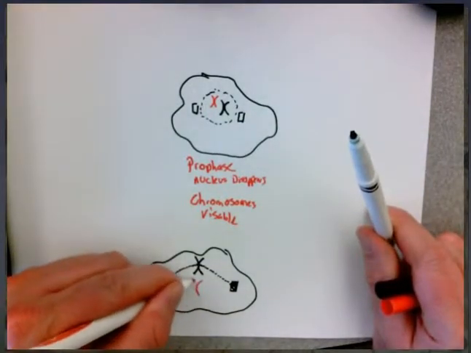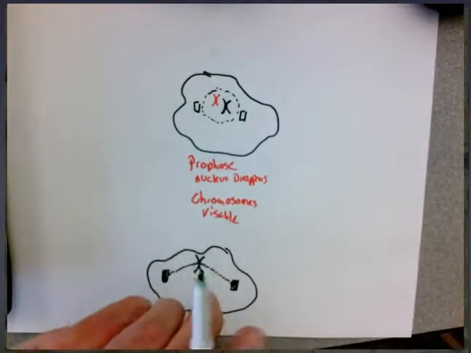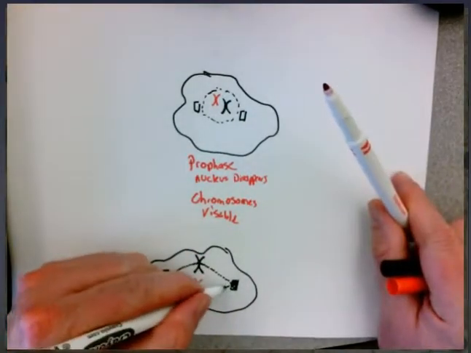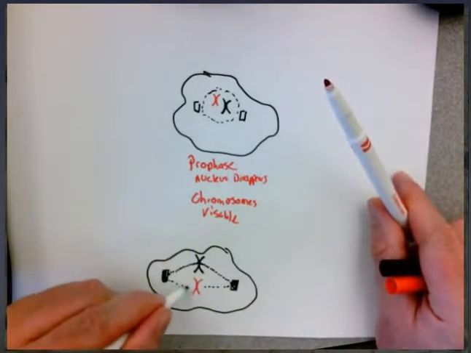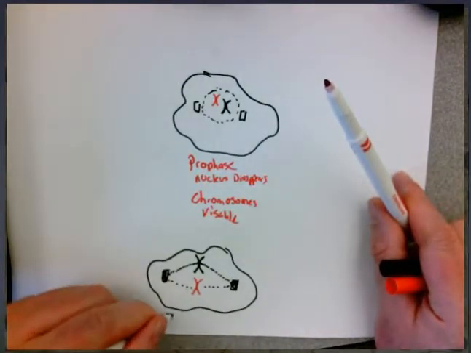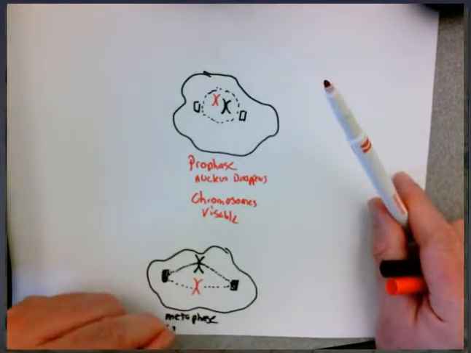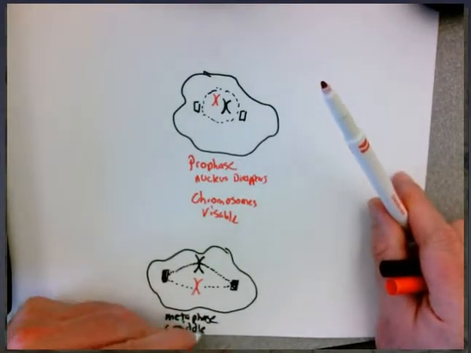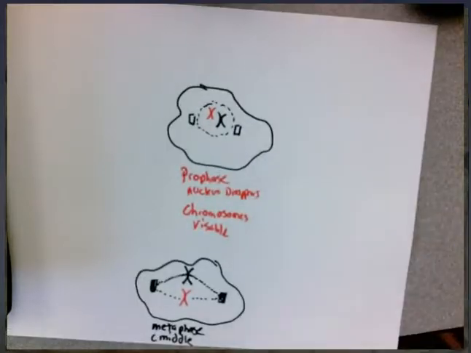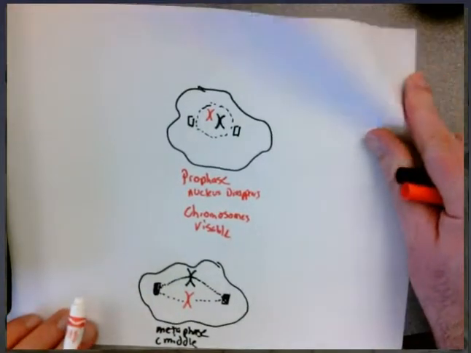This is my other chromosome I'm going to do in red right here. Remember, these are replicated chromosomes. So when I take a look at metaphase, we're going to meet in the middle. In metaphase, the chromosomes are in the middle. These chromosomes have met in the middle, and that is what's happening in metaphase.